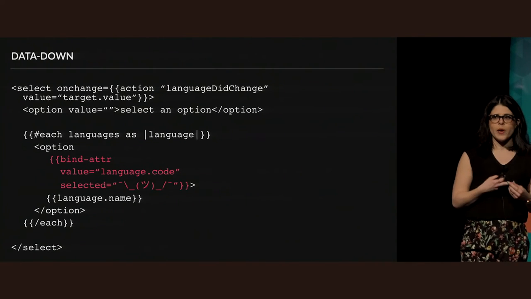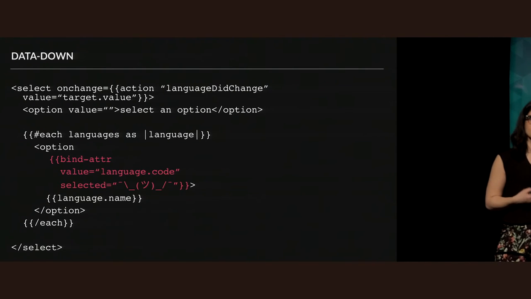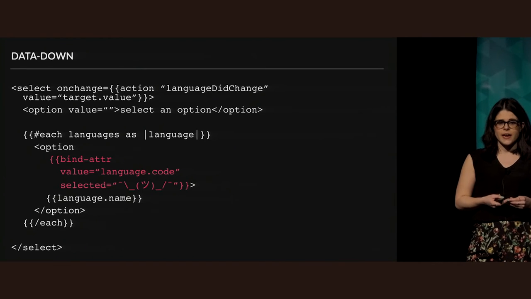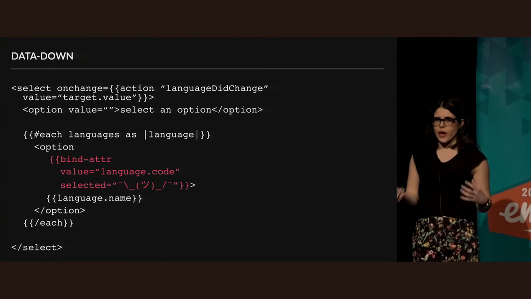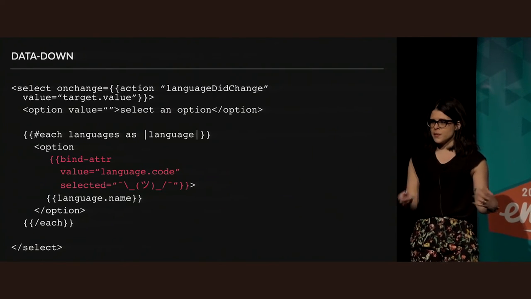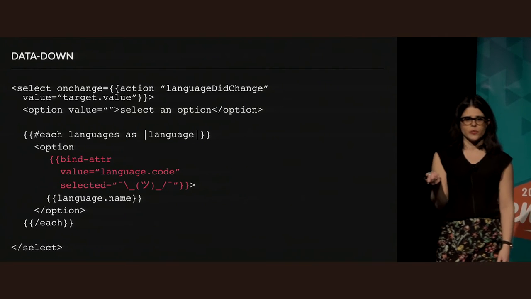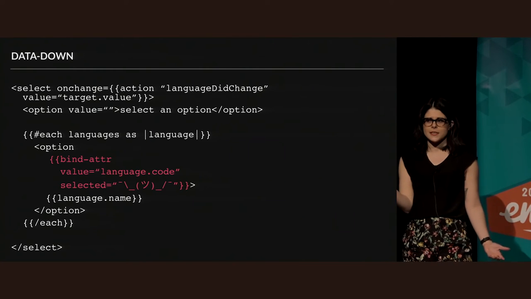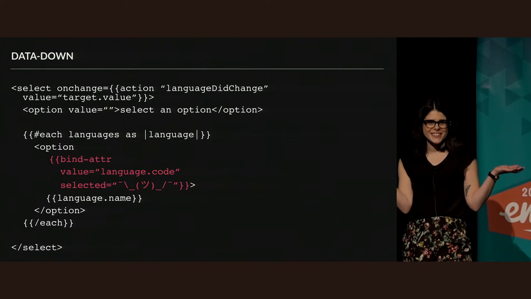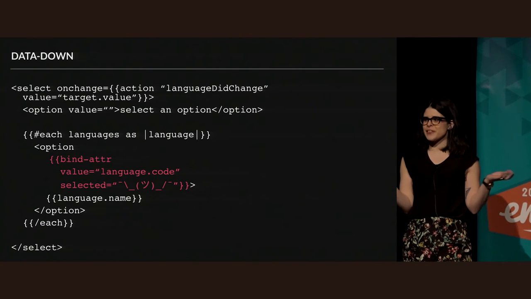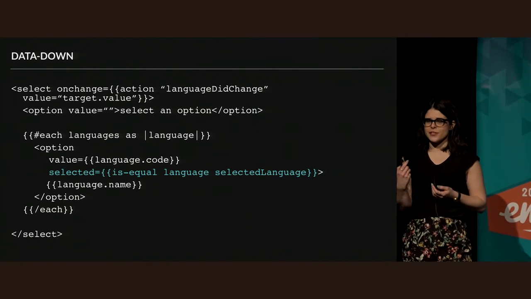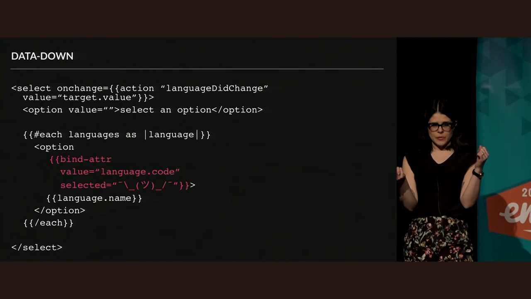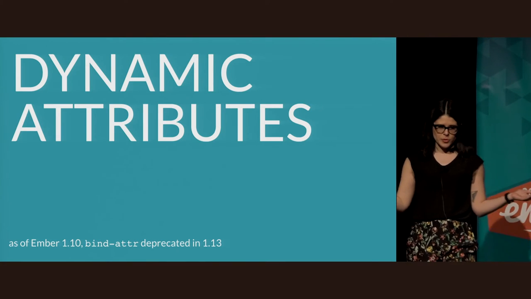Now, this is really powerful. Some of you might have remembered that not too long ago, anytime we wanted to do a dynamic attribute, we needed to use the bind attribute syntax. This works out okay most of the time. Something like the value is pretty easy to simulate with bind attribute, but what if we were trying to replicate that selected? How would you do that? That turns out to be not as straightforward. So having the power to evaluate stuff inline here is really awesome. So that, my friends, is dynamic attributes.